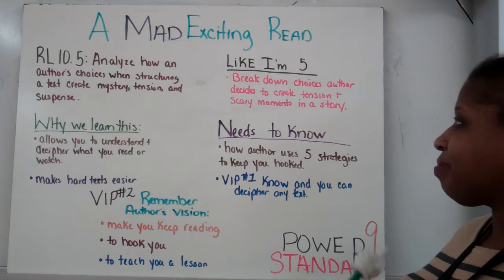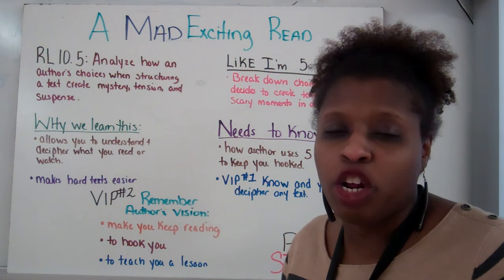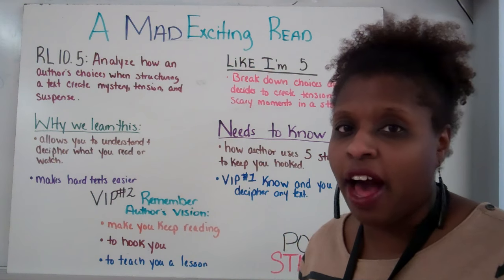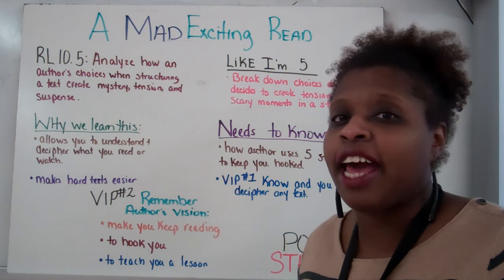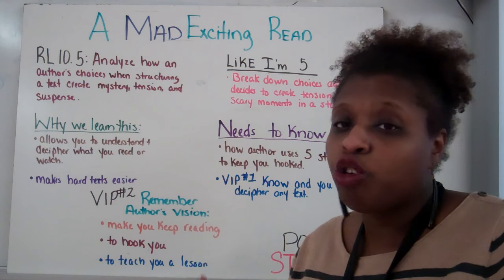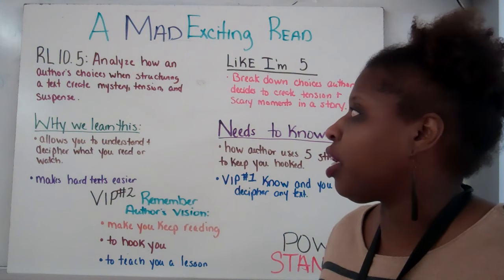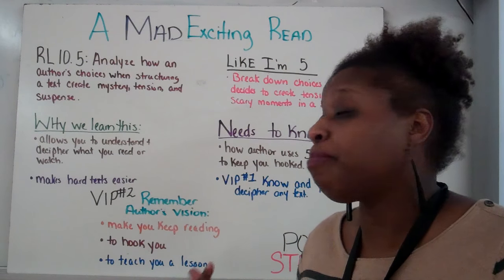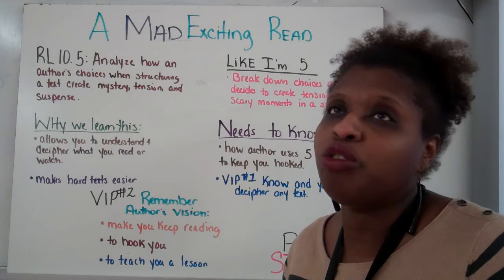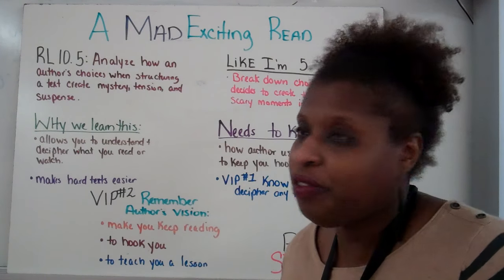Standard number 9, a mad exciting read. Now, in this lecture, we're going to be really focusing on Common Core Standard RL 10.5, which pretty much says that after this, you'll be able to analyze how an author's choices are created when structuring a text in order to create mystery, tension, and suspense. The 3 tools of any great story, song, or movie.